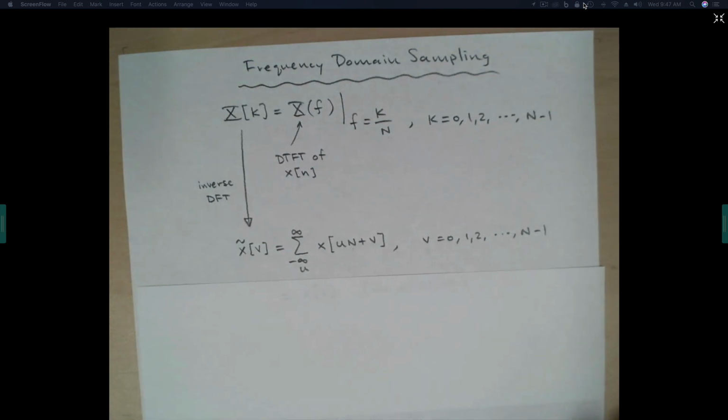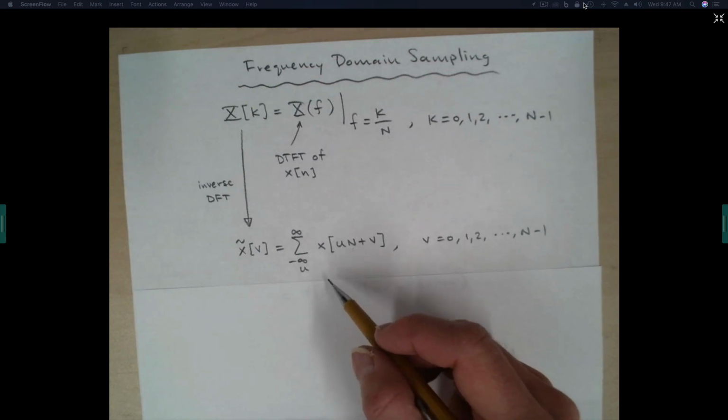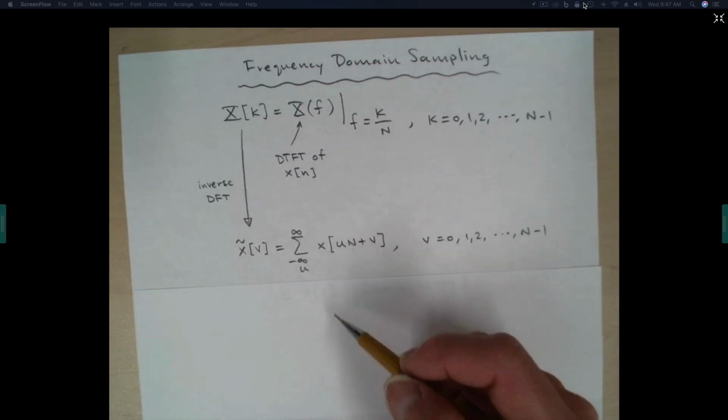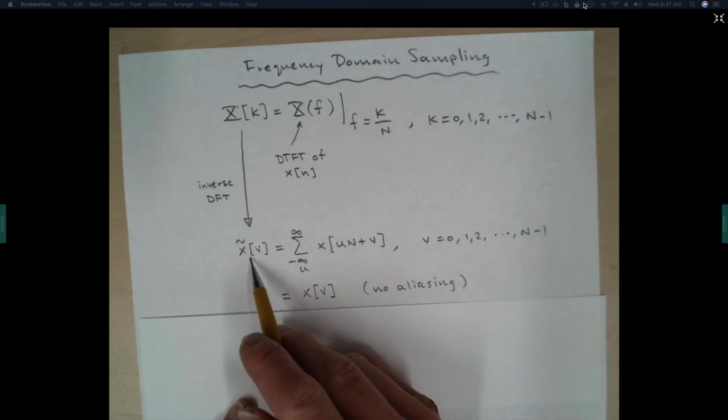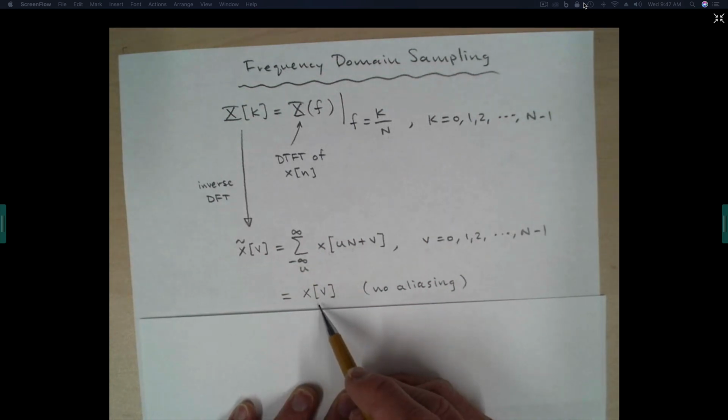Again, we could say that if there is no aliasing, in other words, if these replicas do not overlap, then we can say that this sequence that we get by inverse transforming the samples is equal to the original sequence.